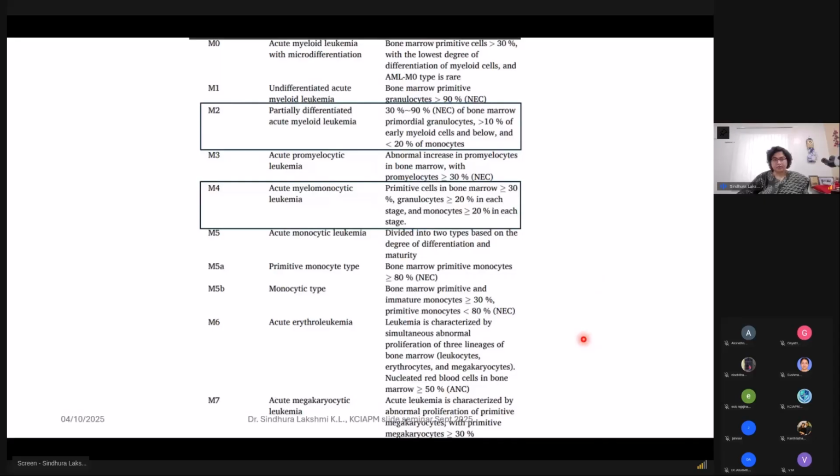And you must count at least 500 nucleated cells, excluding megakaryocytes and mast cells, and also the supporting cells in the bone marrow to arrive at a correct differential diagnosis in the bone marrow. Okay, so remember this point, and we'll go further and see why this point is worth considering.